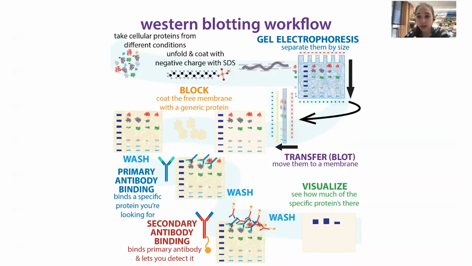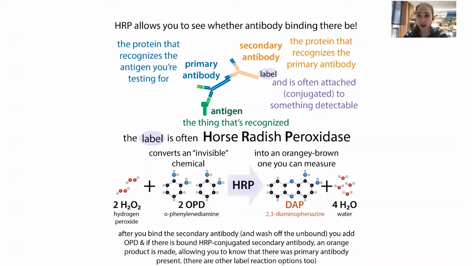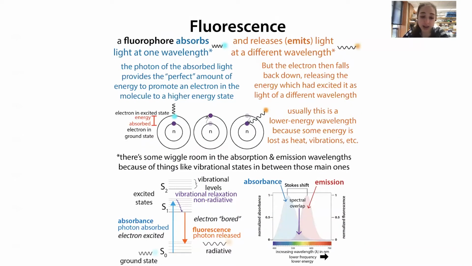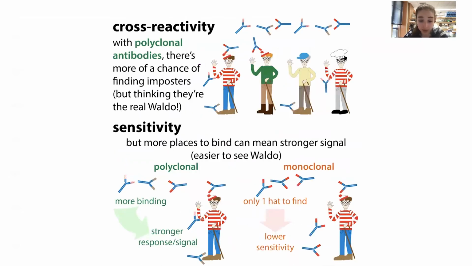Typically you need some sort of way to visualize that the antibody bound. This is often done with a secondary antibody that binds to the primary antibody in that generic part. It's also attached, or what we say conjugated, to something detectable. This could be something like horseradish peroxidase that's going to give off a colored signal, or some sort of fluorescent tag. Because you can have multiple of these secondary antibodies binding per primary antibody, this is going to amplify the signal, even if you only have a monoclonal antibody.